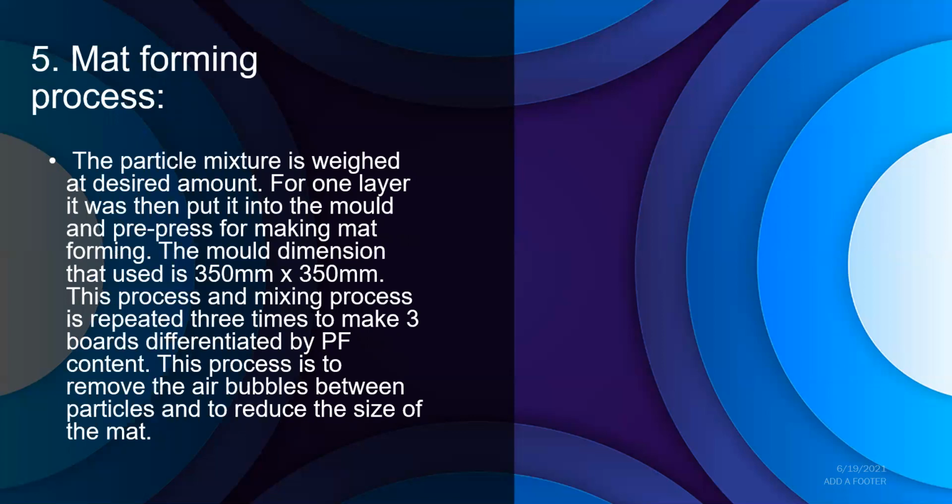Fifth process is forming process. The particle mixture is weighed at the desired amount for one layer. It was then put into the mold and pre-pressed for making the mat form. The mold dimension used is 350 millimeter by 350 millimeter. This process and mixing process is repeated 3 times to make 3 boards differentiated by PF content. This process is to remove the air bubbles between particles and to reduce the size of mats.